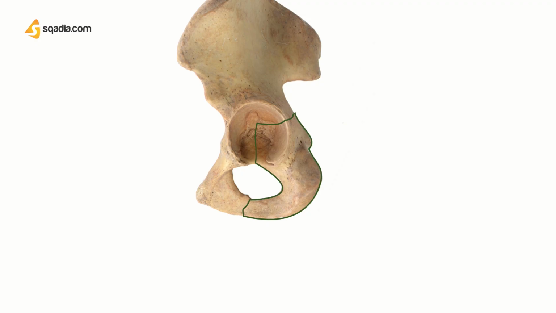Now, the main part of the ischium is the body. This is the thick and the most massive portion of the ischium, and that is why it is considered to be the torso of this interesting bone that we're discussing today. It has two ends, three borders, and three surfaces too. So let's discuss them one by one.